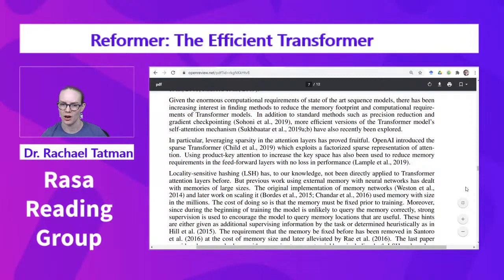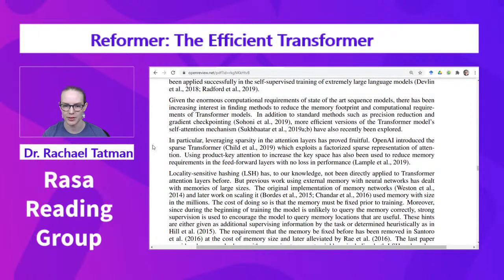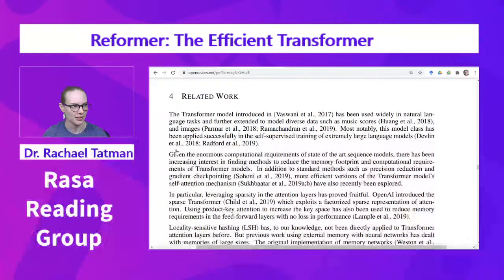And then a lot of work on leveraging sparsity, because even though in the traditional model, the vanilla transformer, you're computing all the attention weights, most of them are going to be 0. So out of OpenAI, a sparse model, which I am not familiar with, and then using product key attention to increase the key space has also been used to reduce memory requirements with no loss in performance. All right, so just different ways of making transformers smaller.